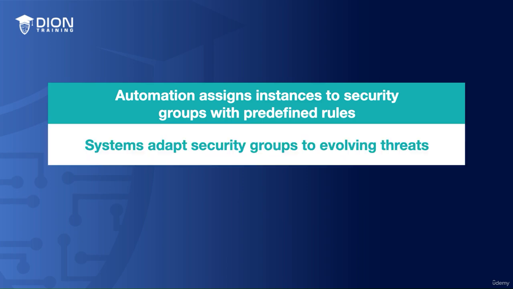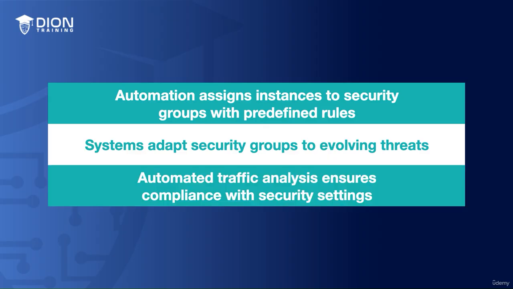Over time, threats evolve, and our systems can be configured to dynamically adjust their security group configurations to respond to new vulnerabilities or attack strategies. Our automated systems can also help us analyze traffic to and from our instances to ensure that they meet the criteria that has been established by our security group settings to prevent any unauthorized access attempts from occurring.